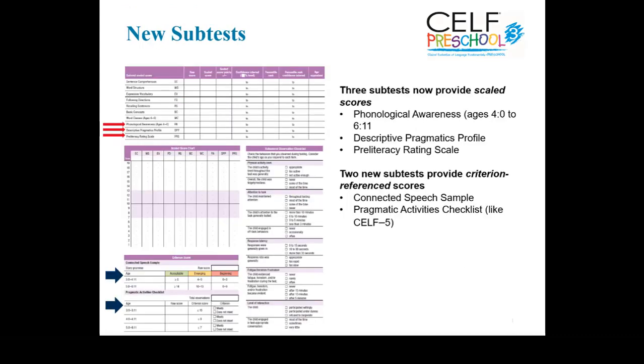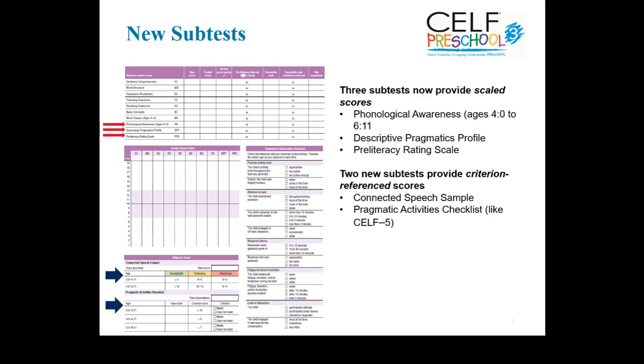There are 3 new subscales that were normed and provide scale scores. They are the phonological awareness, which evaluates the child's knowledge of the sound structure of language and the ability to manipulate sound through compound word and syllable blendings, sentence and syllable segmentation, and rhyme awareness and production. The descriptive pragmatics profile, which assesses nonverbal and verbal pragmatic skills that may influence social and academic communication, and the pre-literacy rating scale, which evaluates skills that may influence the development of reading and writing.